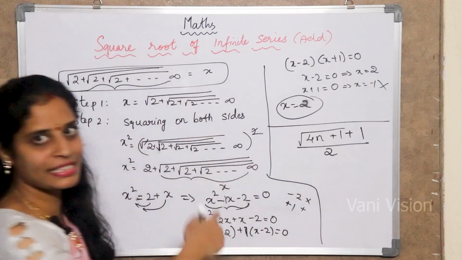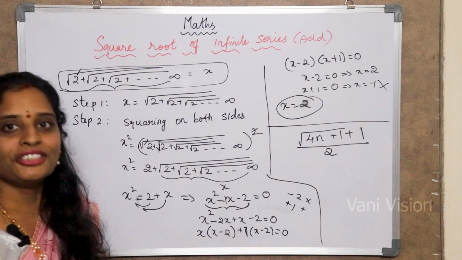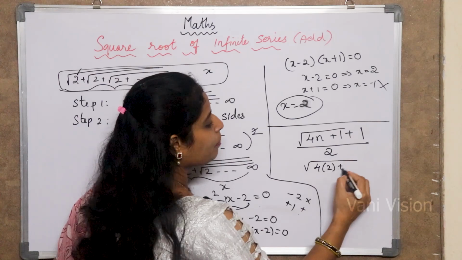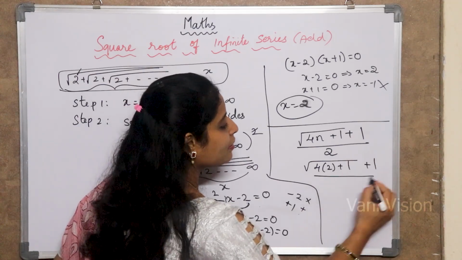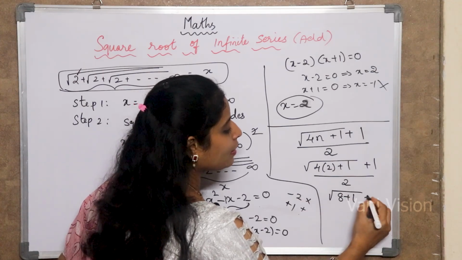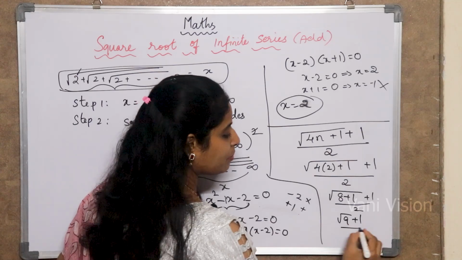See, I'll substitute the same. N value means what here? 2. So, root over 4 into 2 plus 1 by 2. Now, root over 4 to the 8 plus 1 by 2. Root over 9 plus 1 by 2.